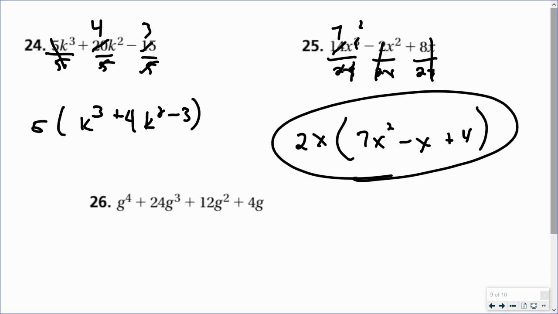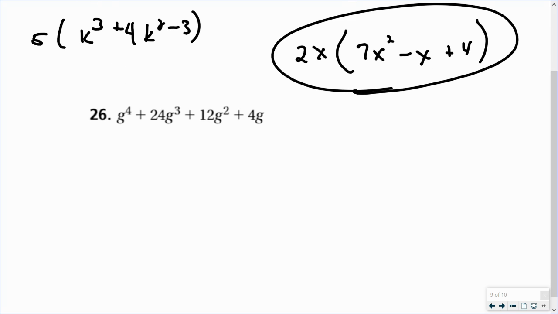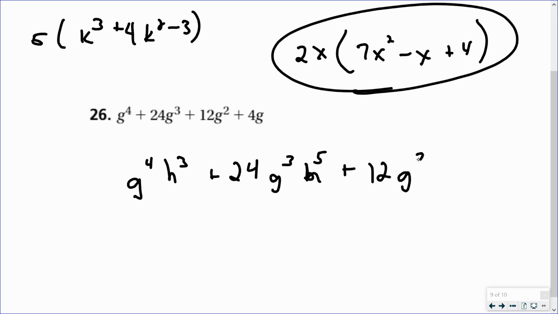Now, I'm going to skip this next one here. Well, I'm going to change it a little bit. So let's say I have 6 to the 4th, h to the 3rd plus 24, 6 to the 3rd, h to the 5th, plus 12, g to the 2nd, h to the 9th. So now as I look at this, let's change this one to 9.